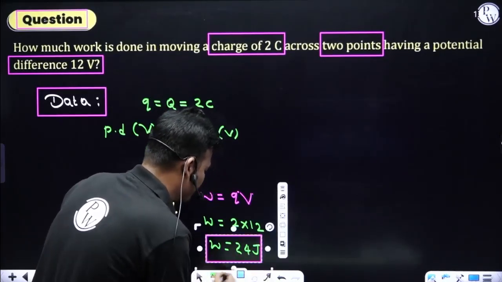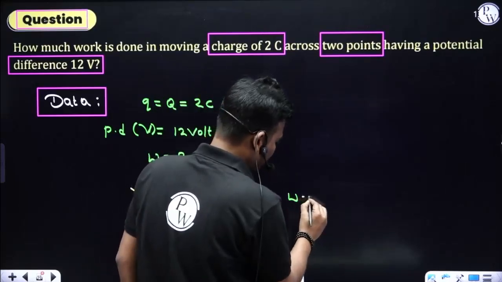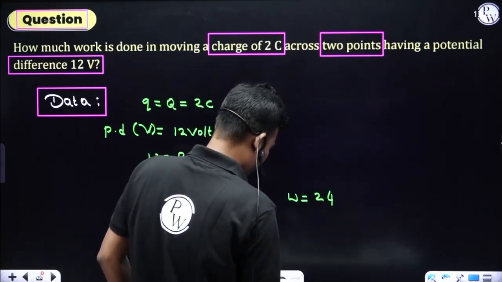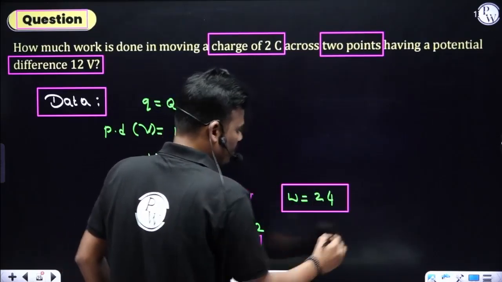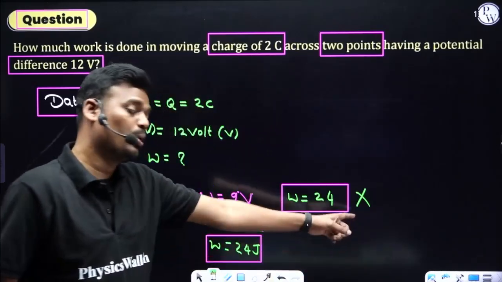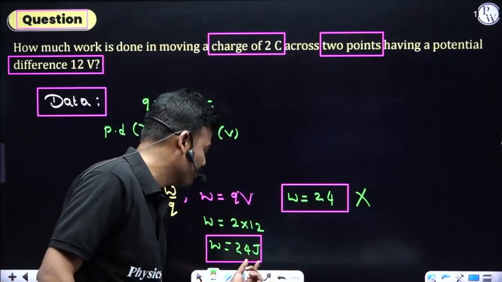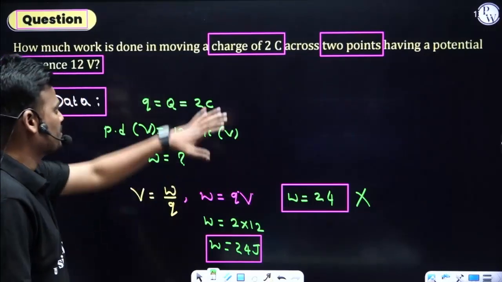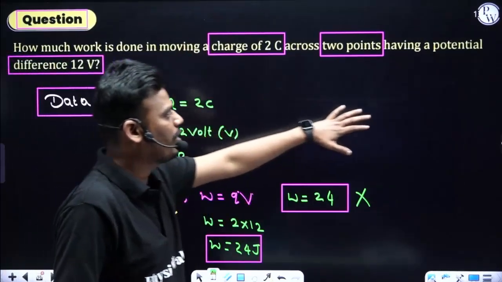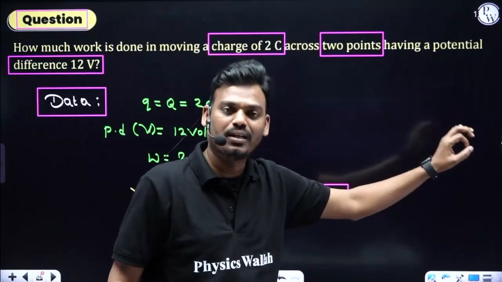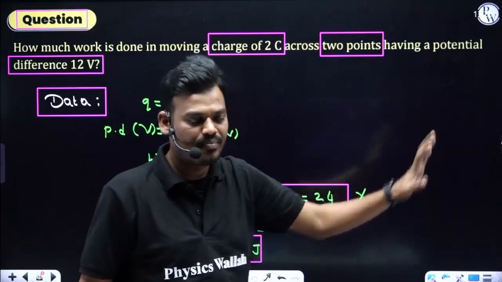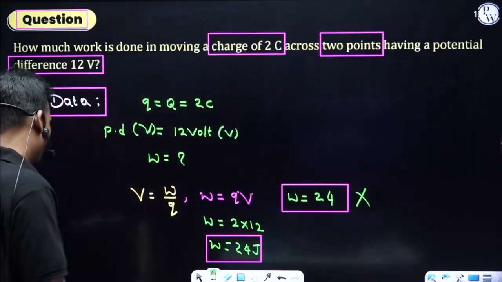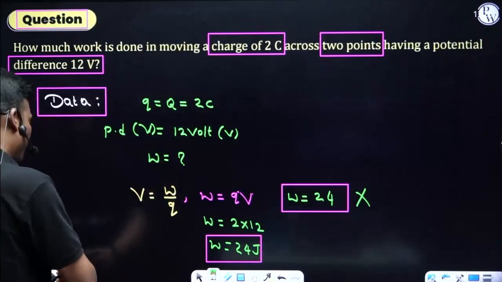If you write it just as W is equal to 24, you'll lose marks. The SI unit is very, very important. That is, W is equal to 24 joule. Got it? So this is the complete presentation of a question along with the answer, so you'll be getting full marks. No deduction for this kind of presentation.